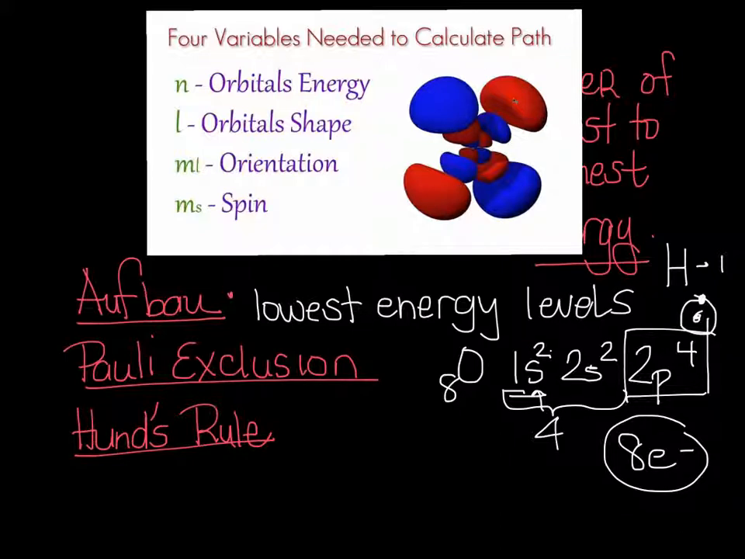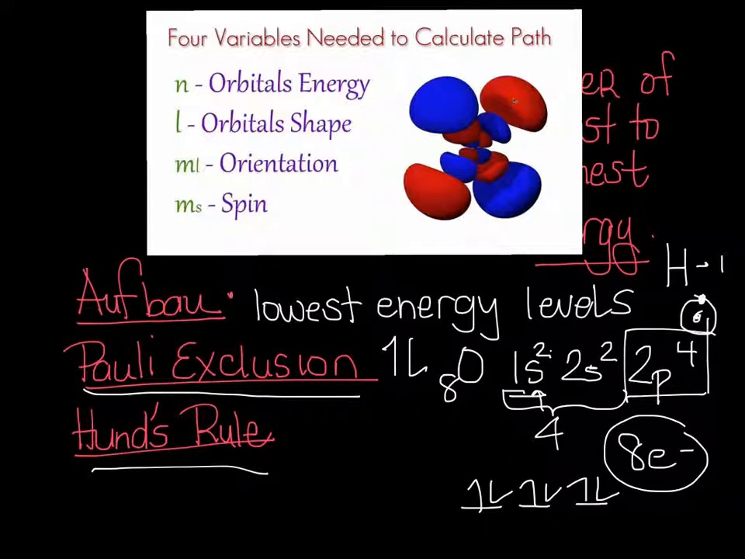The second rule, Pauli exclusion principle, we already talked about. This is the one that says that electrons have to have opposite spins. So in the 1-bedroom apartment of S, you could only have 2 electrons. In P, which was a 3-bedroom apartment, you could actually have 6, 2 in each bedroom.